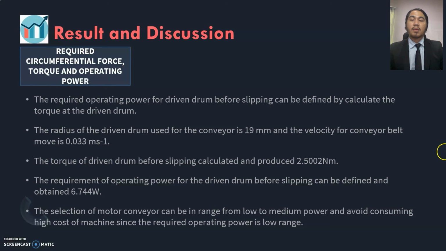0.033 meters per second. The torque of the driving drum before slipping is calculated as 2.5002 Newton meter. The required operating power for the driving drum before slipping is 6.744 watt. The motor for the conveyor can be selected from the low to medium power range, avoiding the high cost of the machine, since the required operating power is in the low range.